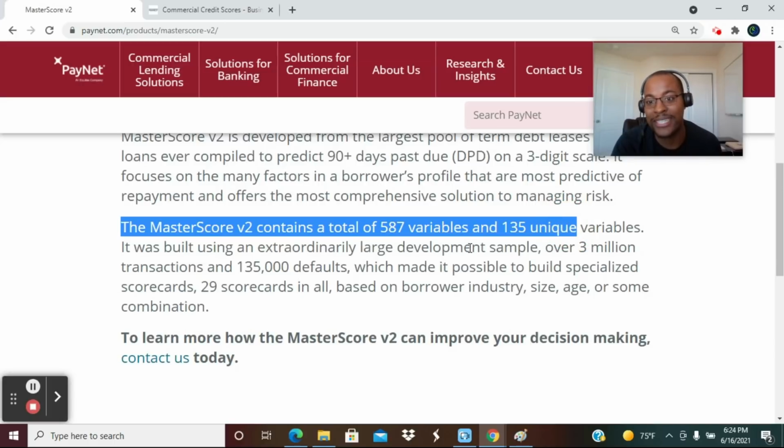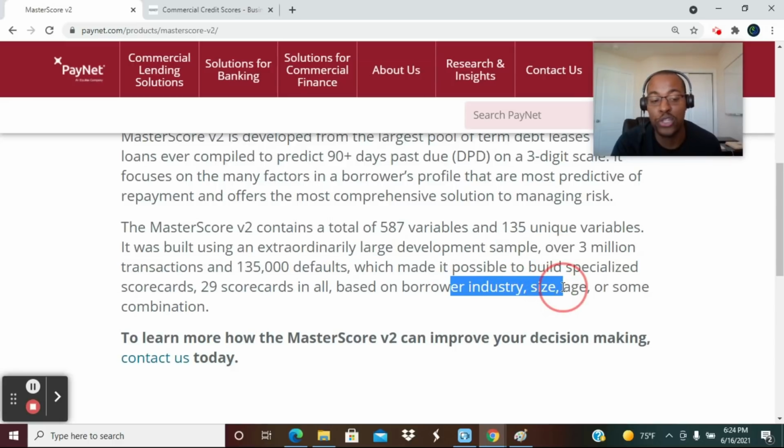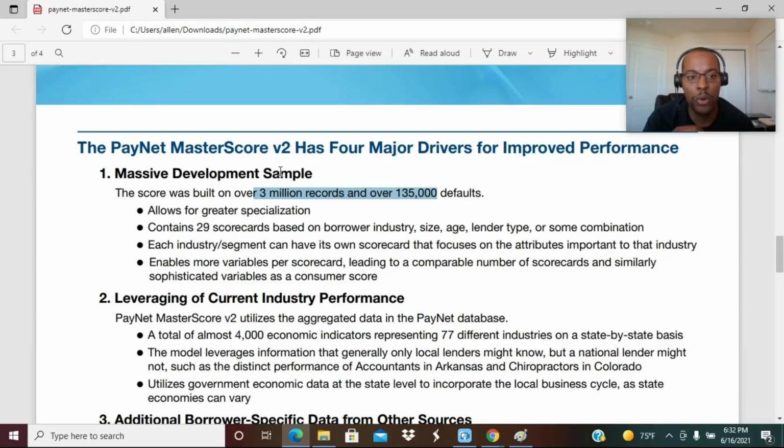It was built on a sample size of over 3 million transactions and 135,000 defaults. There's over 29 different scorecards, and all based on borrower industry, size, age, or some combination. All right, so here's a little bit more details about the PayNet MasterScore version 2.